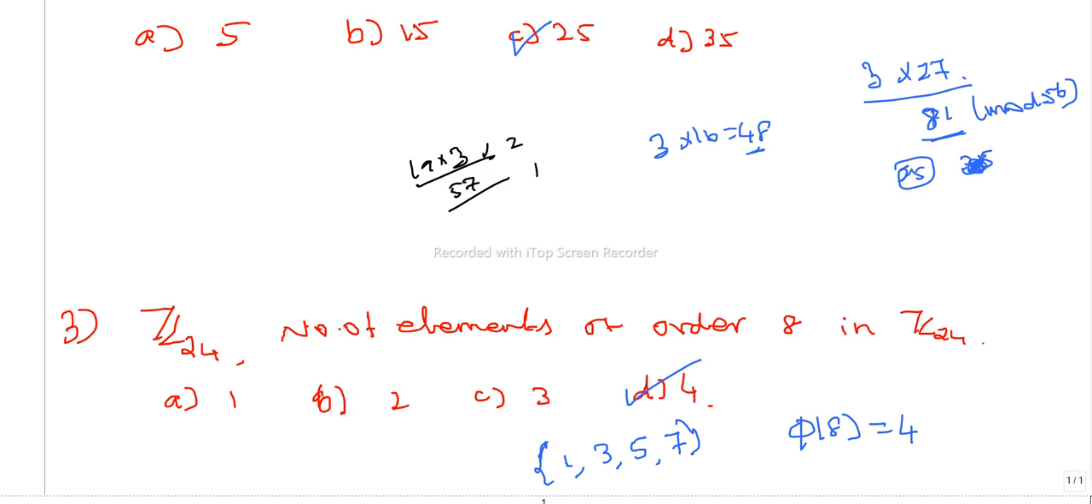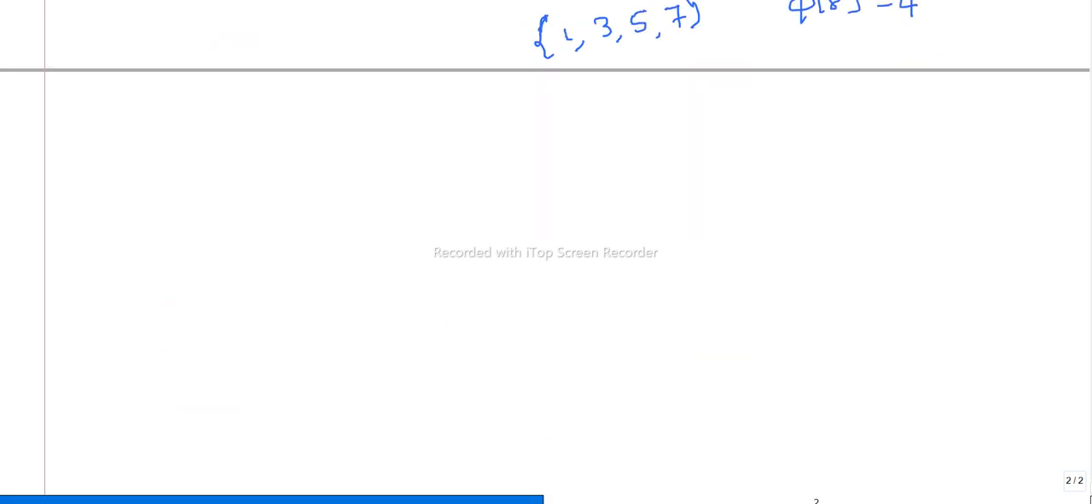Otherwise there is a formula for phi of 8, and 8 can be written as 2 cube. Therefore 2 cube into 1 minus 1 by 2, we can cancel, therefore 2 square, we get 4. Okay. Now next question.